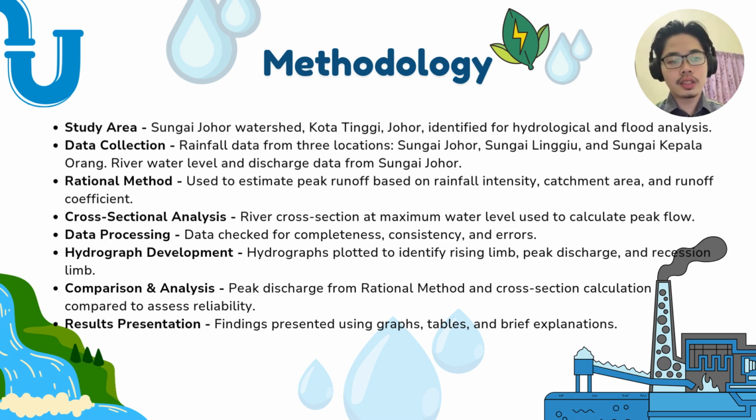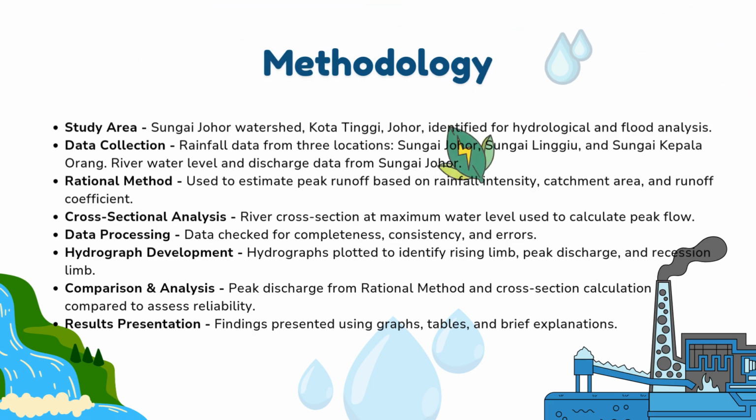Data processing: data were checked for completeness, consistency, and errors. Hydrograph development: hydrographs were plotted to identify the rising limb, peak discharge, and recession limb. Comparison analysis: we compared the peak discharge from the rational method and the cross-section calculation to assess reliability. The last one, results presentation. Findings are presented using graphs, tables, and also brief explanations of each graph.